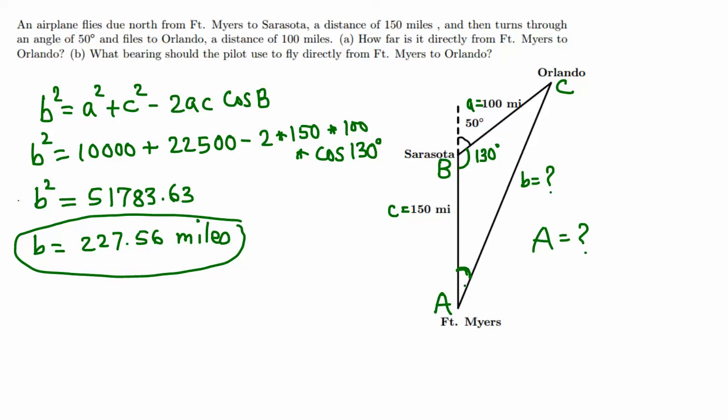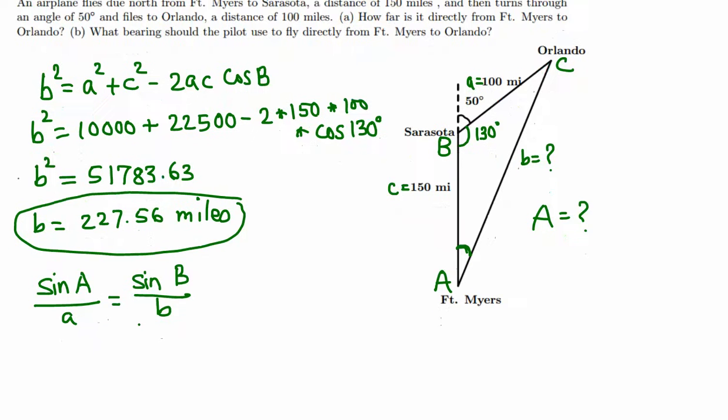Now we need to find this angle A. Since the angle and opposite side are given because we just found b, now we can use the law of sines to find this angle A. So using the law of sines, sine A over a equals sine B over b. Or we could have used another law of cosines that involves angle A. That means a squared equals b squared plus c squared minus 2bc cosine A. That would do it, but this might be shorter.